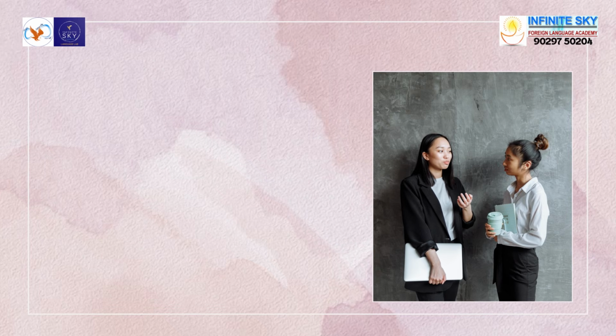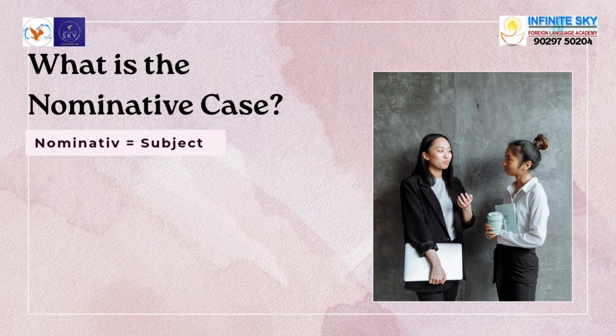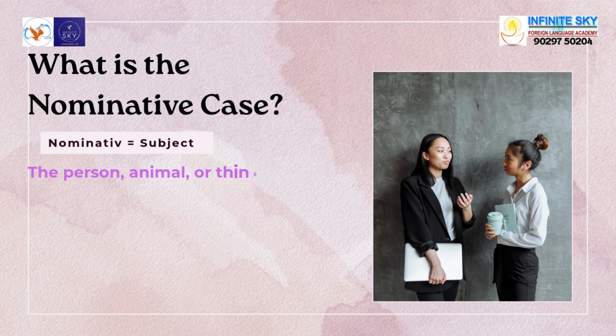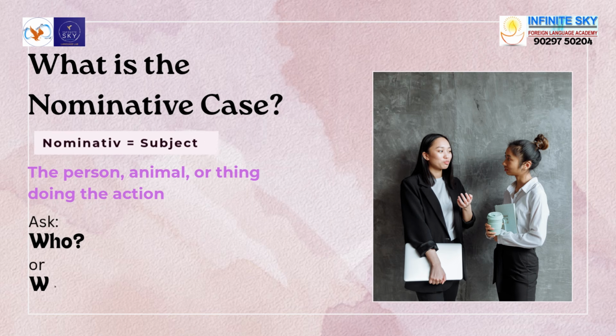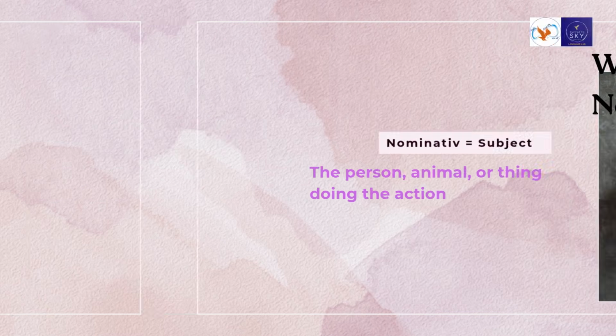The nominative case is used for the subject of a sentence. The subject is the person, animal or thing that performs the action. Whenever you want to find the nominative, simply ask yourself who is doing the action or what is doing the action. The answer is your nominative subject.